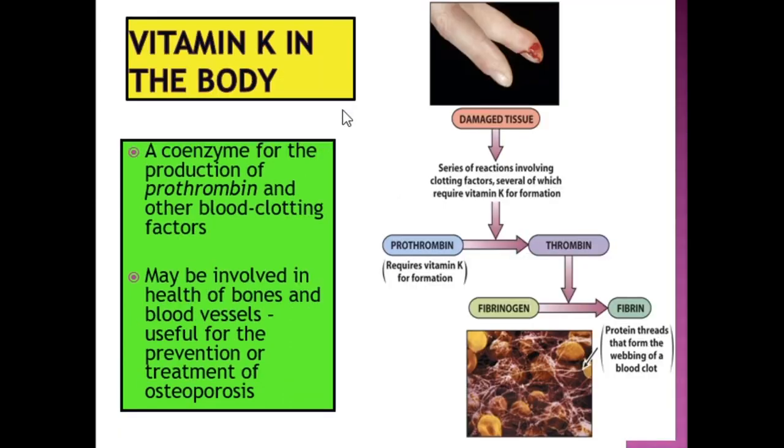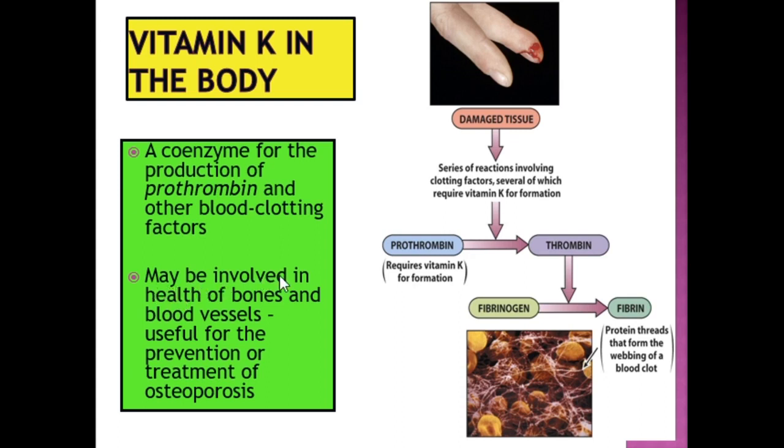One of the main functions of vitamin K in the body is for blood clotting. Okay, so vitamin K is a coenzyme for the production of thrombin and other blood clotting factors. So vitamin K is required for prothrombin formation. Thrombin is used for fibrinogen to become fibrin. What is fibrin? It refers to protein threads that form the webbing of the blood clot. So this is very important for us if we have any damaged tissue or injury.